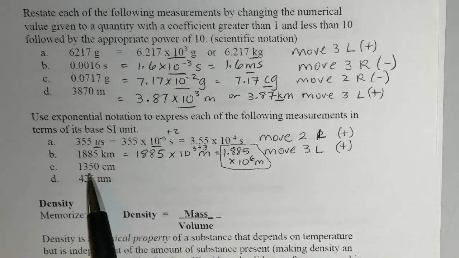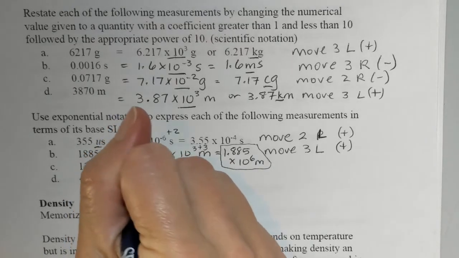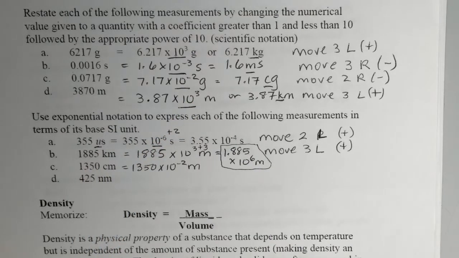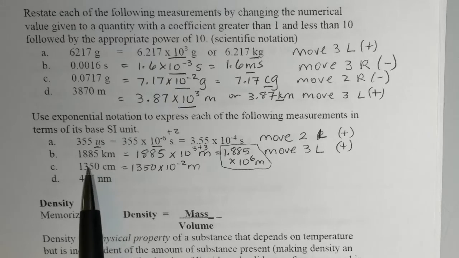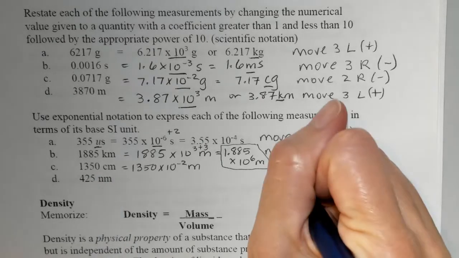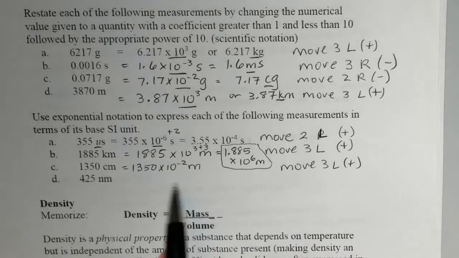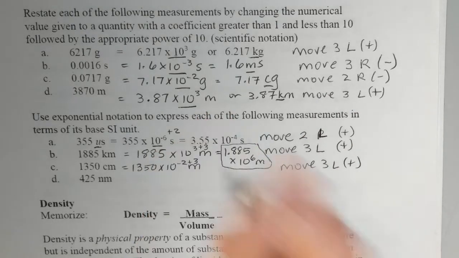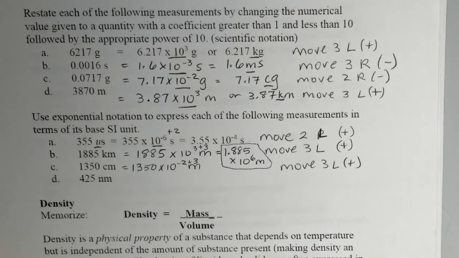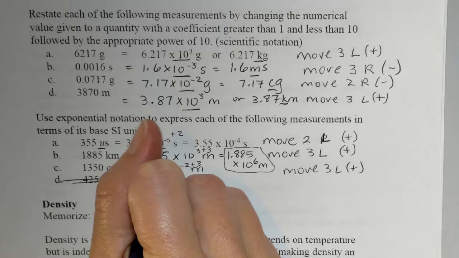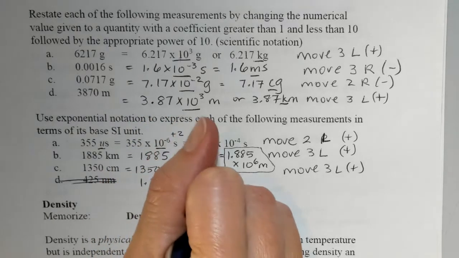All right, next one here, 1,350 centimeters. So 1,350 times 10 to the negative 2 meters, because centi is times 10 to the negative 2. And I'm moving 1, 2, 3 to the left again. All of these we're moving to the left. So we're going to be adding 3 to the power. So when I add negative 2 plus 3, overall I get a value of a positive 1. So let me make myself a little room here. 1.35 times 10 to the 1 meters.